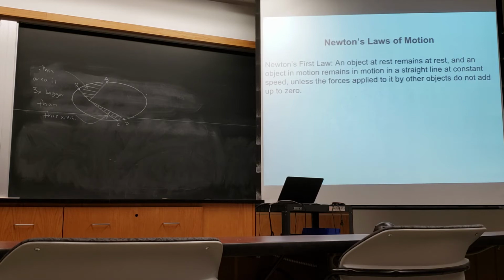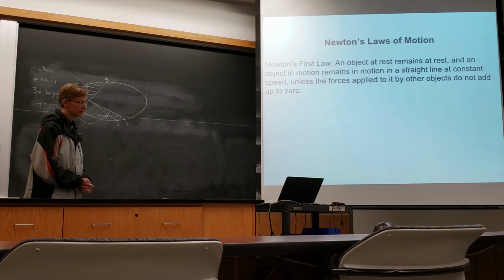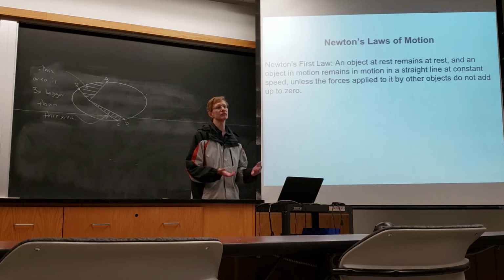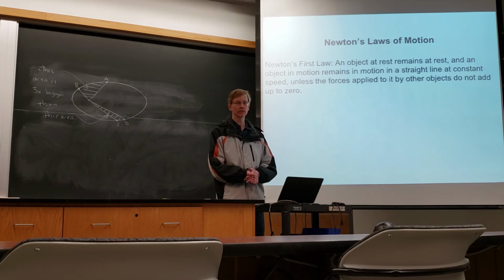So an object at rest remains at rest, and an object in motion remains in motion in a straight line at constant speed, unless the forces applied to it by other objects do not add up to 0. We call the total force applied to it by other objects, when you add it up, the net force on it. So a short way to say that is, unless the net force on it is not equal to 0. So the natural state of motion is just moving in a straight line at constant speed. It takes a force to disturb that and make the state of motion change.